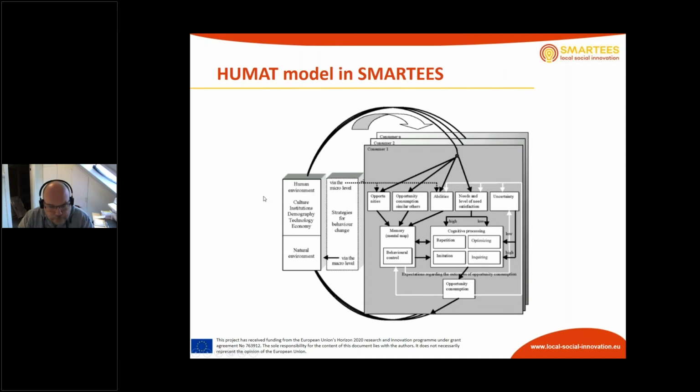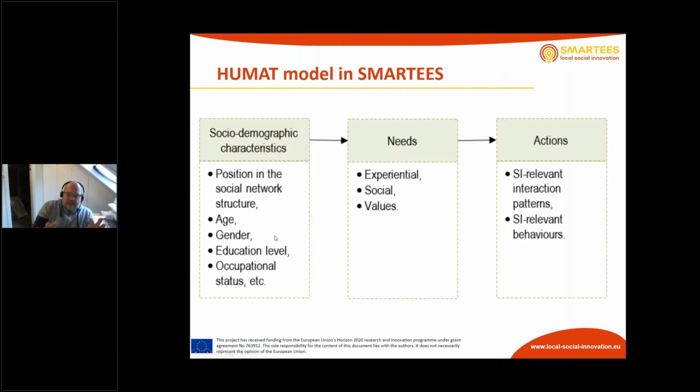Next slide, please. So we have in the center of this HUMAT model that we build here in Smarties, three types of need. We have experiential needs, which is basically I want to have it nice and good right now in the moment. So for example, if I think about transportation, I want to be safe when I bicycle. I want to have nice weather and so on.